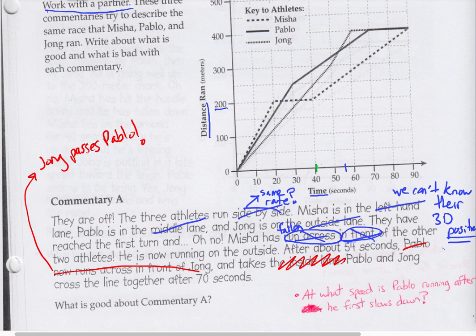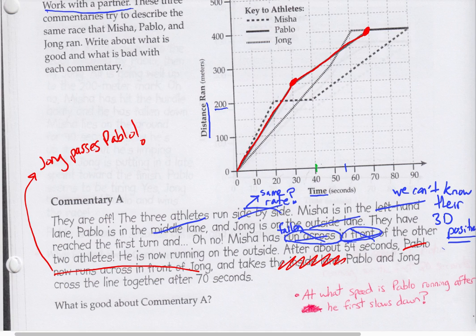So there we go. After he first slows down, Pablo's the solid line. It's going at this slope or this rate of speed for a while, and then right here it looks like it gets flatter. So they must be talking about from right here. How fast is it going from here to here? This is all straight and a constant speed.